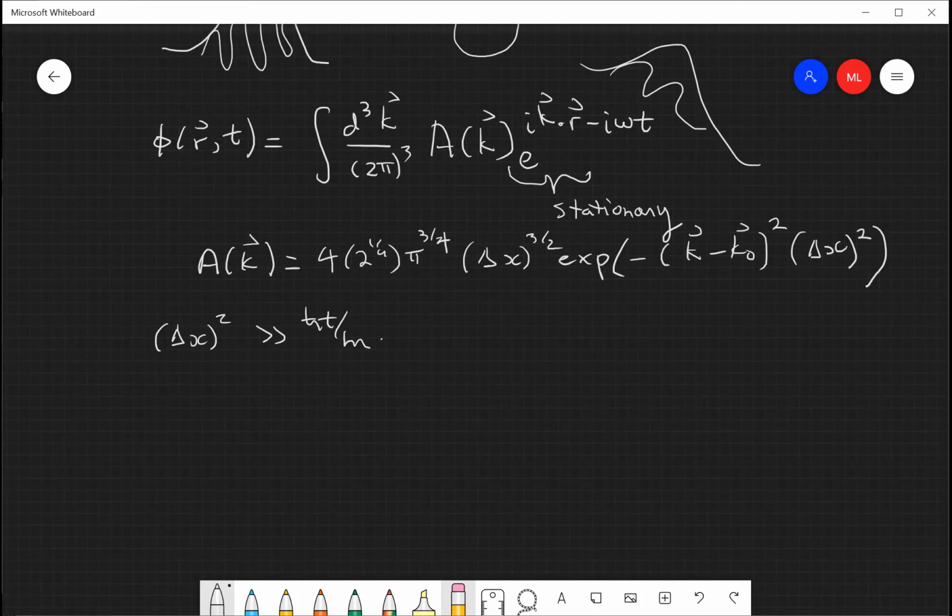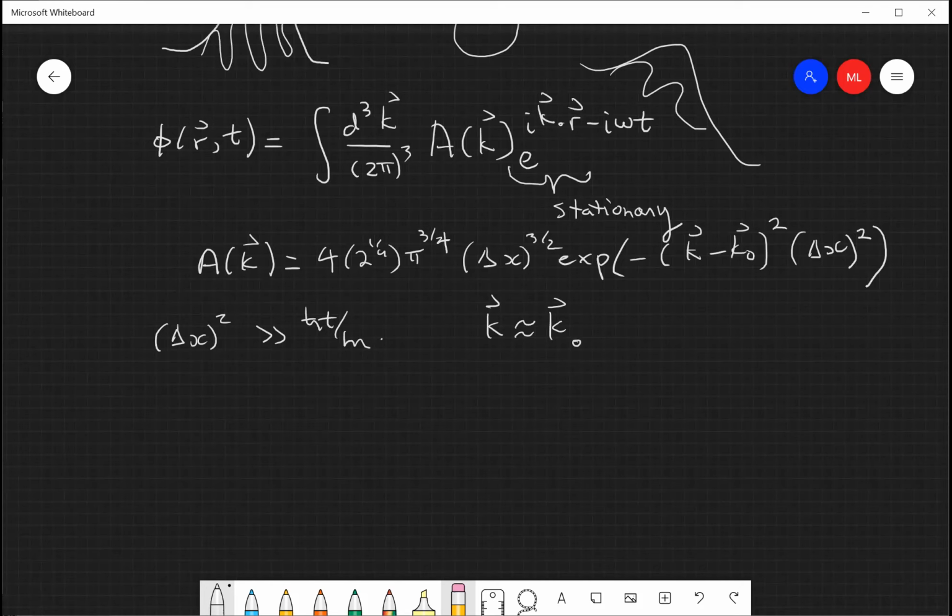If it doesn't spread, if the uncertainty in position is large, that means the uncertainty in momentum is narrow. And so most of the contribution to the integral will come from places where k is approximately equal to that initial momentum that you're putting in. Remember, you're integrating over all k here. And so you can use the stationary phase approximation where you assume that the main contribution of the integral is around k equal to k naught.